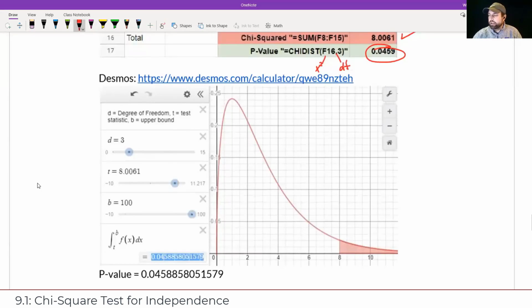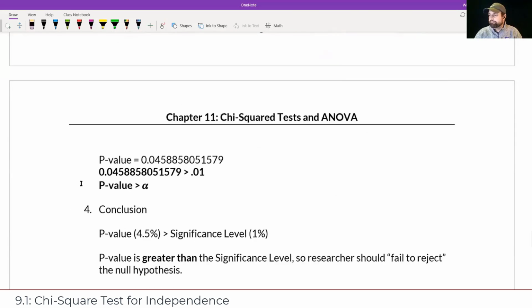This is how you do it in Desmos. And again, here is the area from Desmos. So two ways of finding this area. Most of the time you're going to be using Google Sheets to do this.